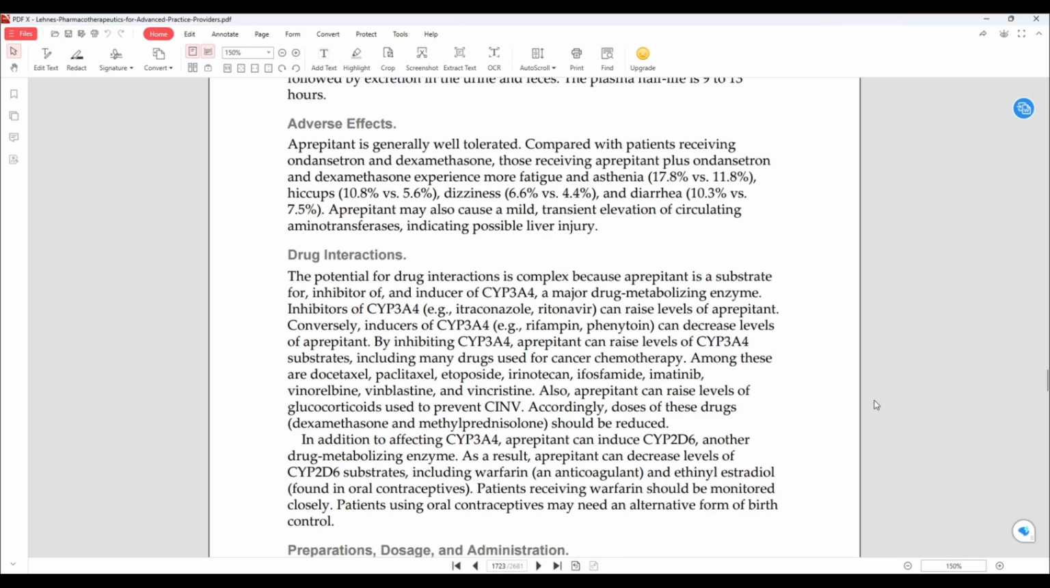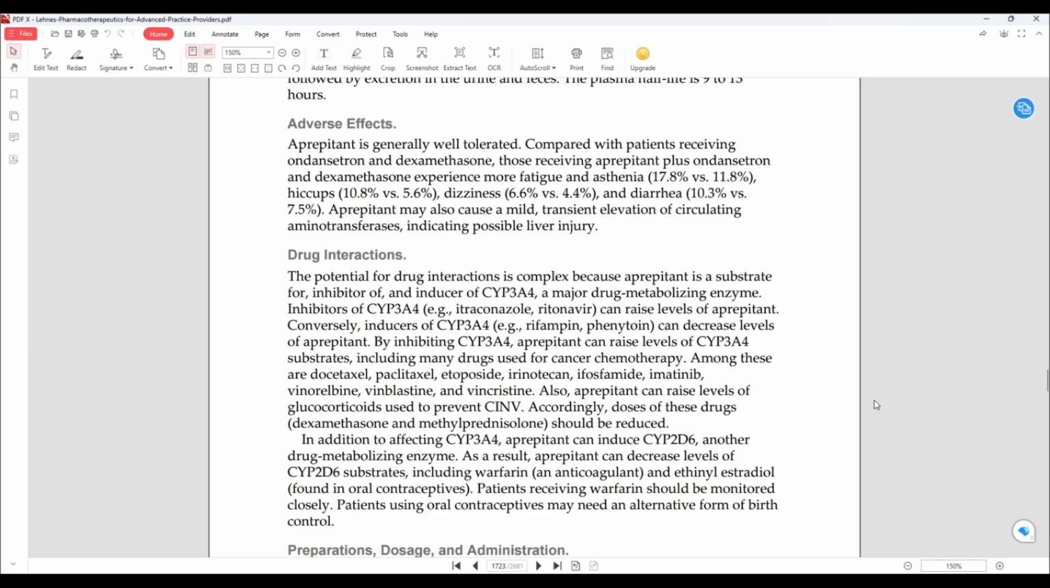Adverse effects. Aprepitant is generally well tolerated. Compared with patients receiving Zofran and dexamethasone, those receiving aprepitant plus Zofran and dexamethasone experience more fatigue and asthenia, about 17.8% versus 11.8%, hiccups, 10.8% versus 5.6%, dizziness, 6.6% versus 4.4%, and diarrhea, 10.3% versus 7.5%. Aprepitant may also cause mild transient elevation of circulating aminotransferases, indicating possible liver injury.